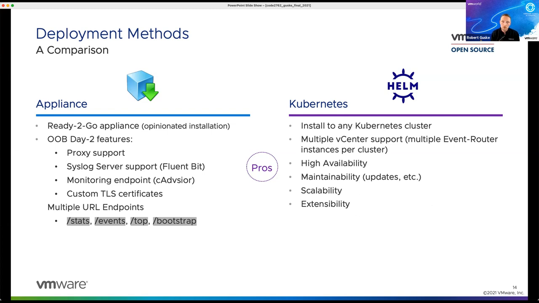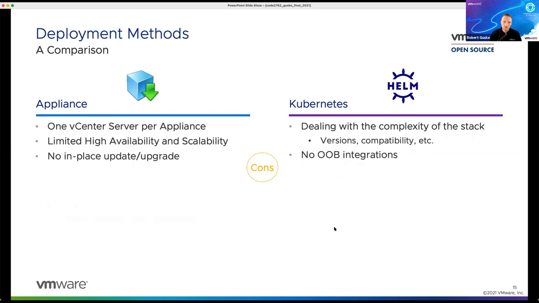So you have multiple worker nodes normally running for your vSphere cluster. Maintainability, scalability, you can easily scale your cluster, and extensibility. It is your cluster. The appliance is a black box, basically, or it should be treated like that. And so this is definitely a pro on the right side.